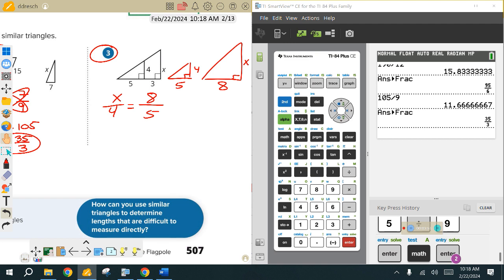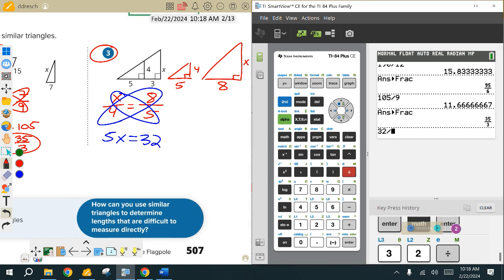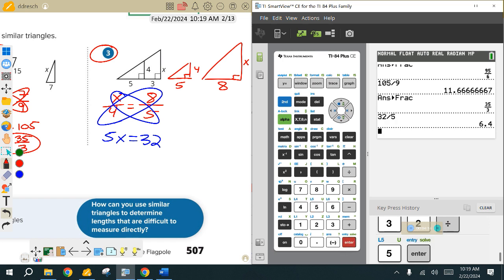Okay. All right, to finish it off, solving the proportion is the easy one. Today it's all about setting it up. 5x equals what? 32. It divides nicely, though. 32 divided by 5. Now, as we do these, use some common sense, all right?